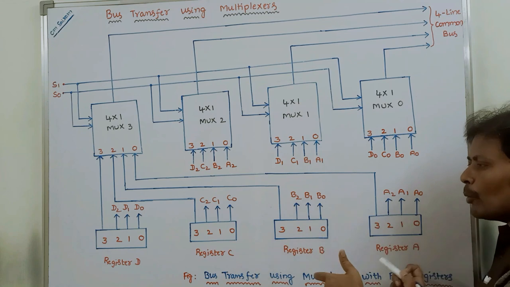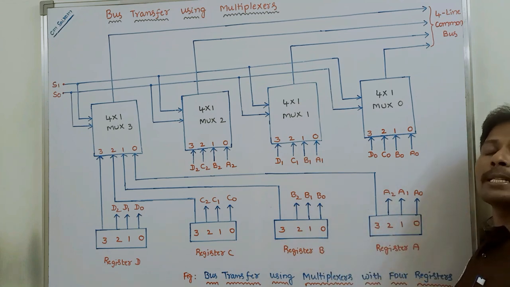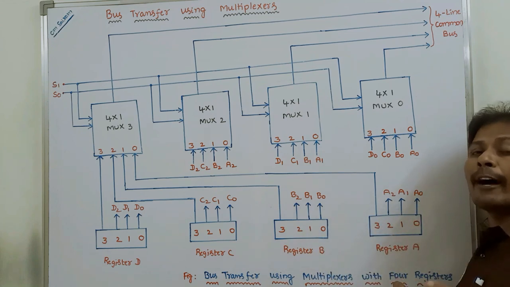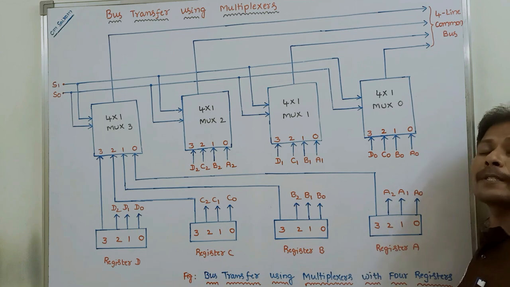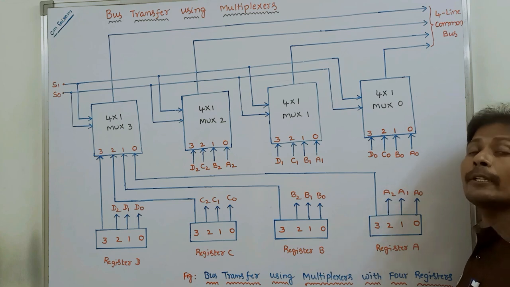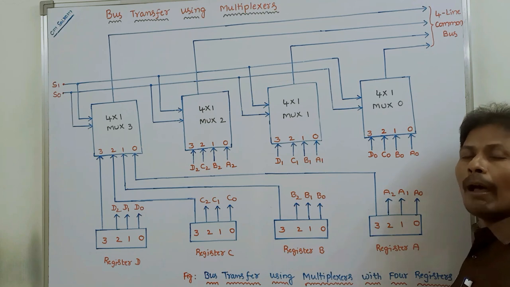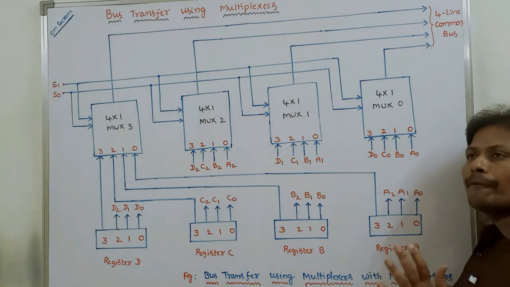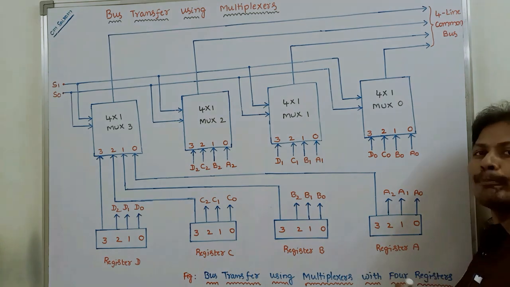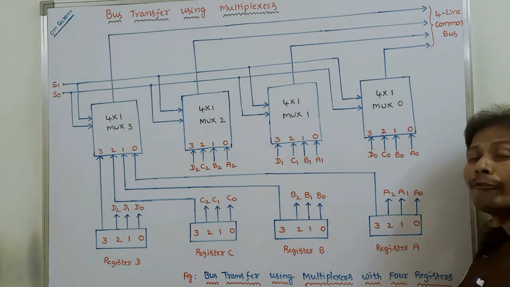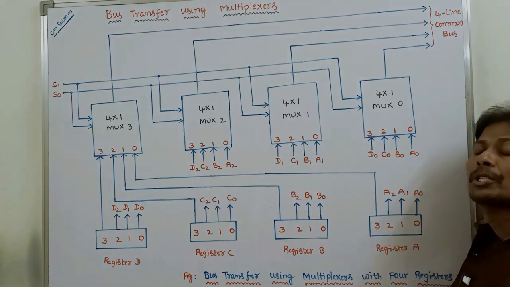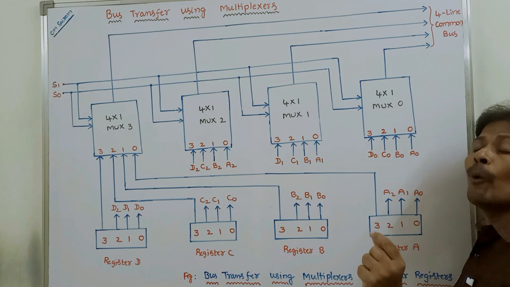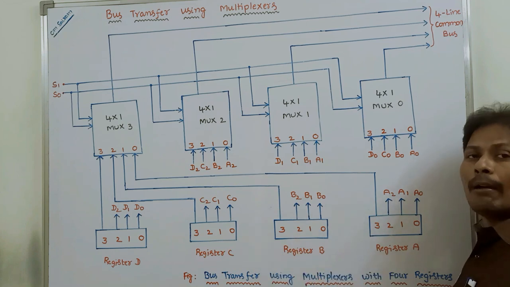By concluding these 2 cases, we can say that the number of connections will be excessive if separate lines are used to transfer information from each register to all other registers in the system. That means if the number of registers is large, the number of connections will also be excessive.